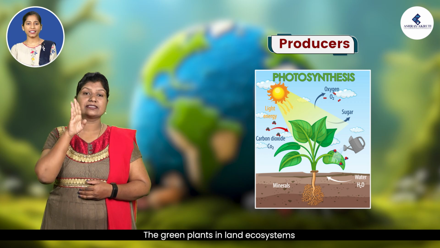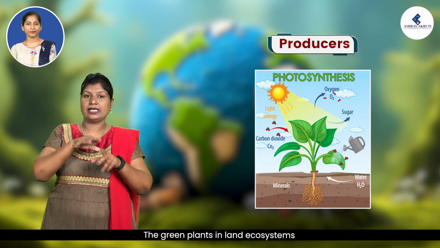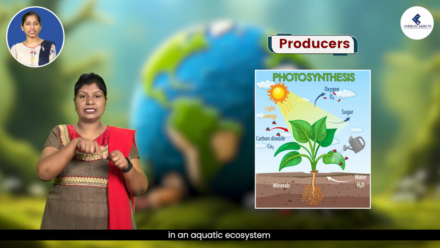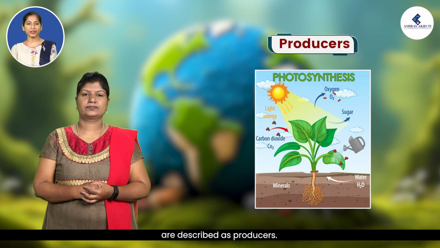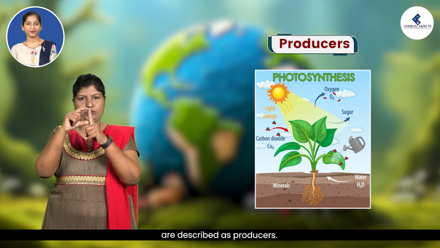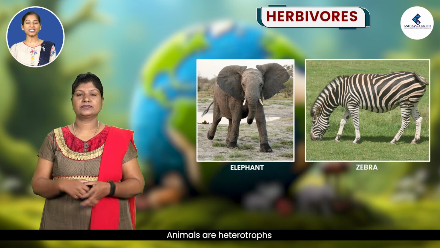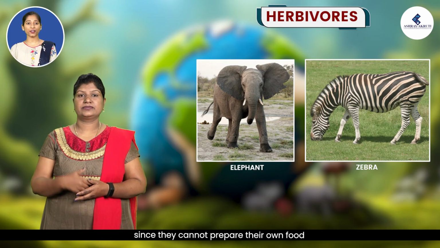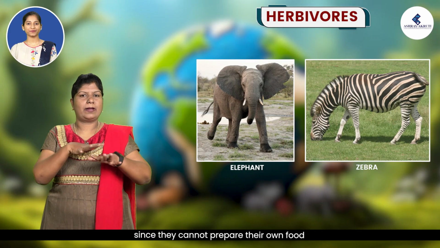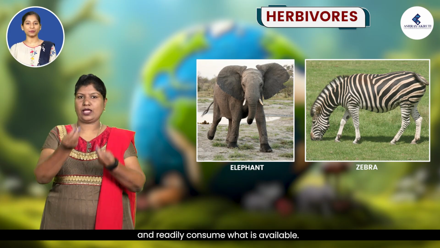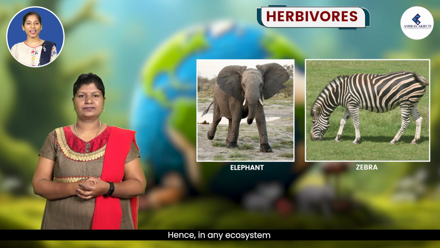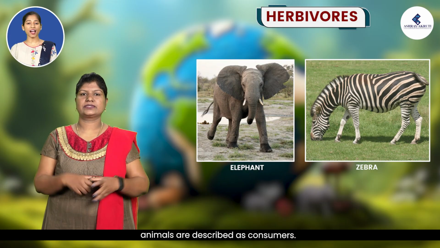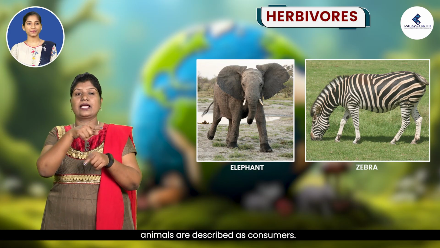The green plants in land ecosystems and algae in an aquatic ecosystem are described as producers. Animals are heterotrophs, since they cannot prepare their own food and readily consume what is available. Hence, in any ecosystem, animals are described as consumers.